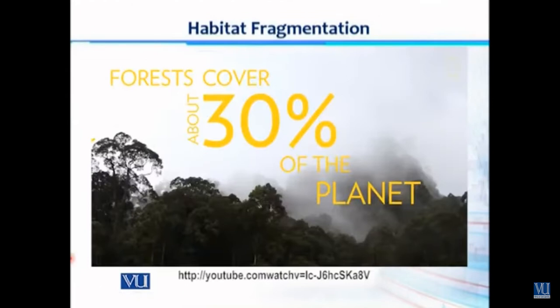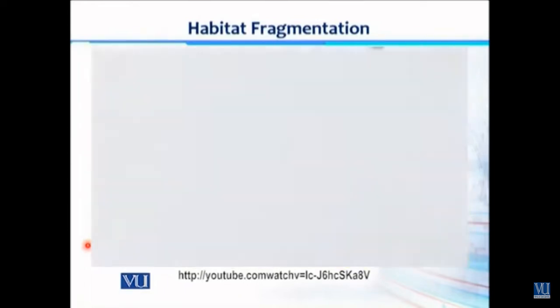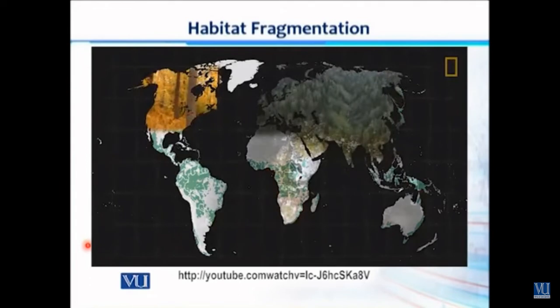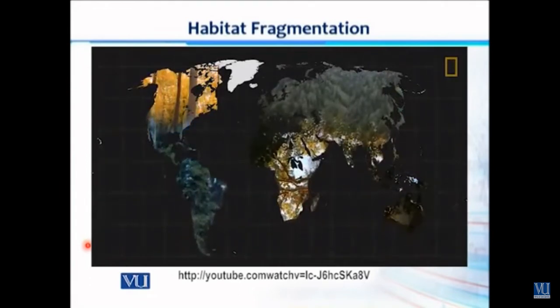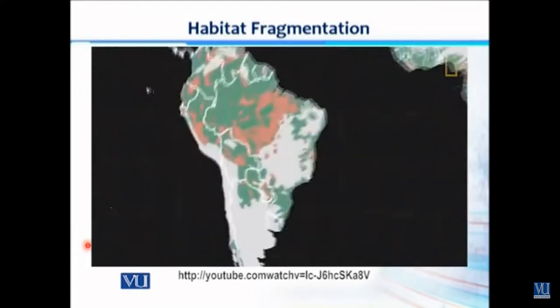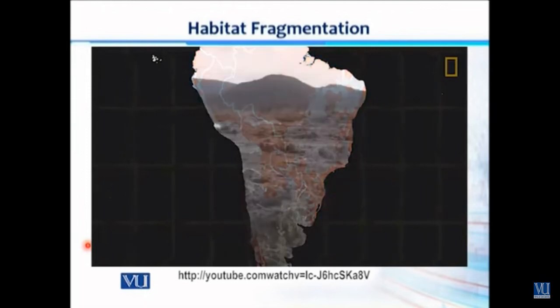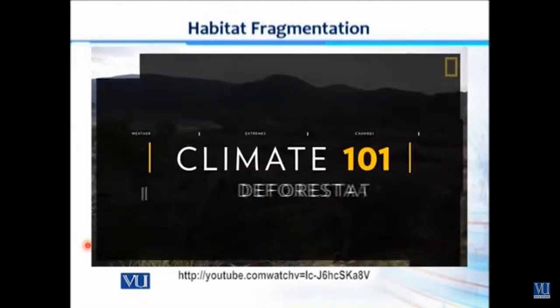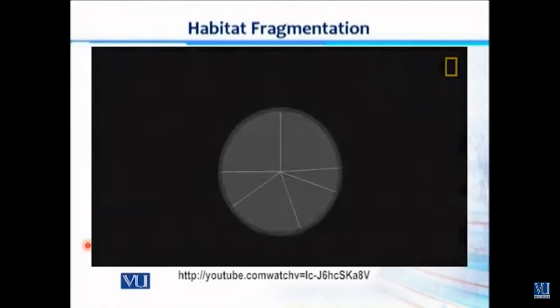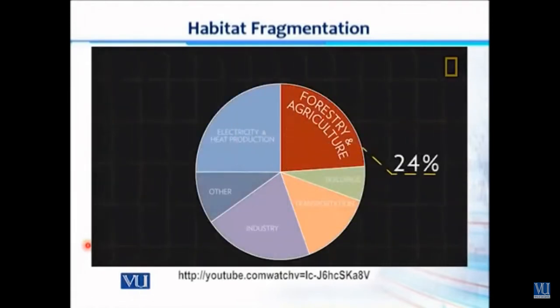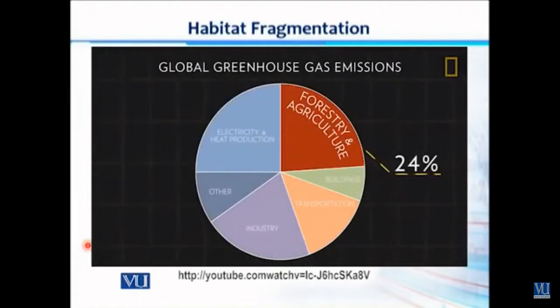Here we can see in this video the different causes of habitat fragmentation and its impacts on habitat function. Forests cover about 30% of the planet, and the ecosystems they create play an essential role in supporting life on Earth. But deforestation is clearing Earth's forests on a massive scale, and at the current rate of destruction, the world's rainforests could completely disappear within 100 years. Why should we care about deforestation? Together, forestry and agriculture are responsible for 24% of greenhouse gas emissions, making deforestation a significant contributor to climate change.